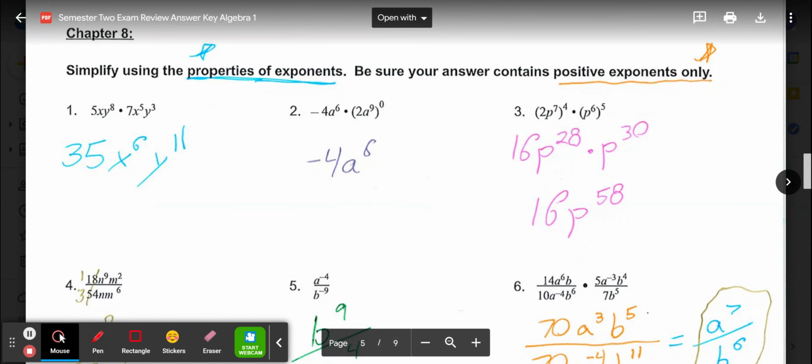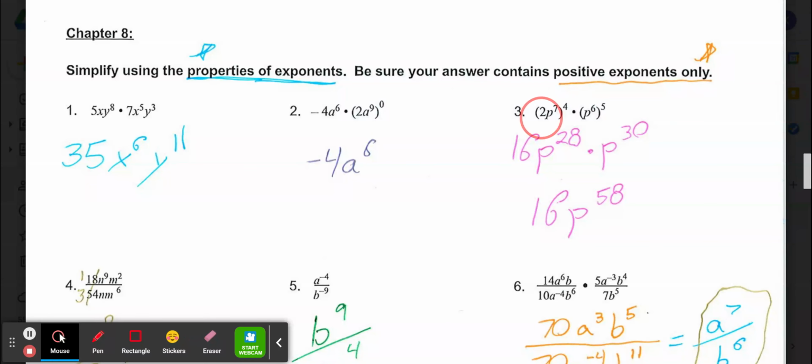With 3, we'd have to simplify the 2p to the 7th to the 4th. So 2 to the 4th is 16. P to the 7th to the 4th, we'd multiply the powers, giving us p to the 28th. Then p to the 6th to the 5th is p to the 30th, giving us 16p to the 58.